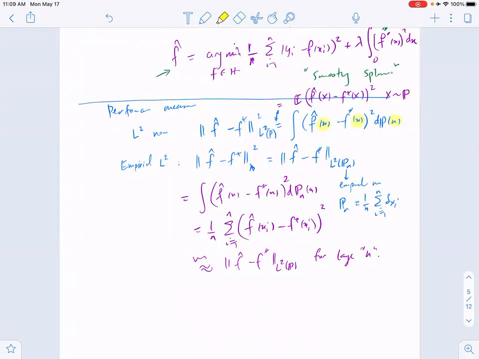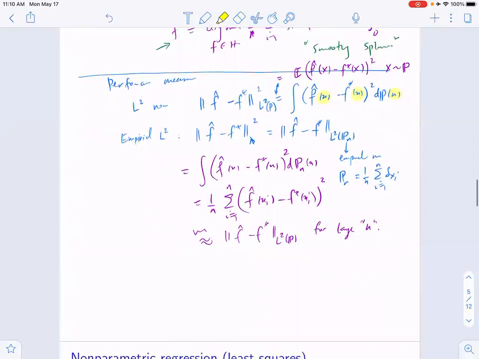So the last thing that I discussed last time was the performance measure, or performance measures. And as I mentioned, we're going to focus on the so-called empirical L2 norm. This is very common in the statistics literature when dealing with non-parametric regression. The L2 norm is like taking the integral with respect to some generic x of the squared deviation. The empirical L2 takes the integral with respect to the empirical measure.